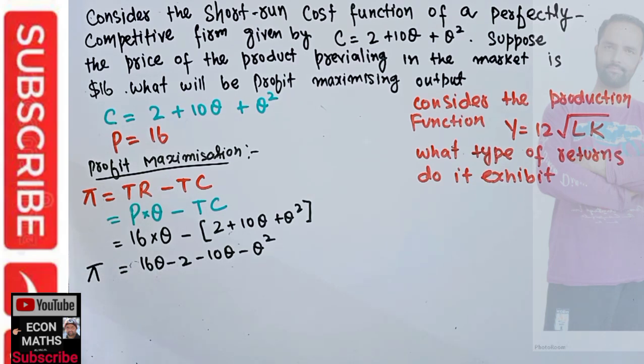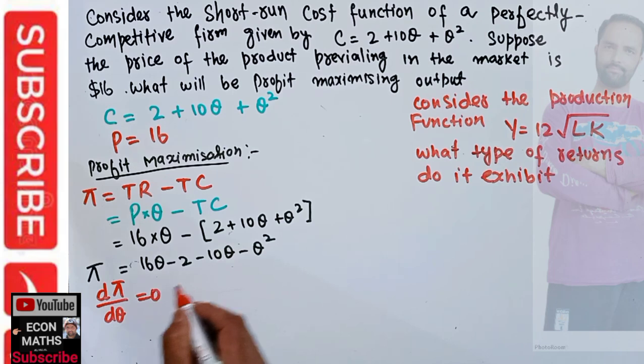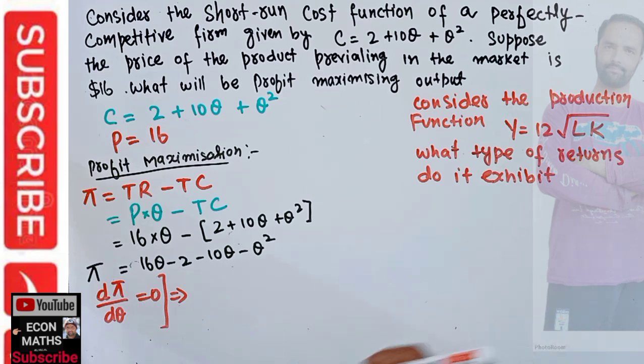Now for profit maximization, the first order condition is that our marginal profit should be equal to 0. That means the derivative of the profit function with respect to output should be equal to 0. We need to take the derivative of this profit function with respect to output and set it equal to 0 to find the corresponding level of output.